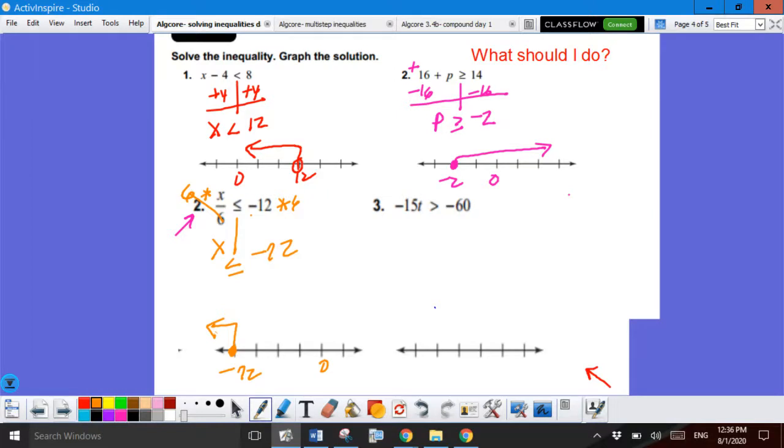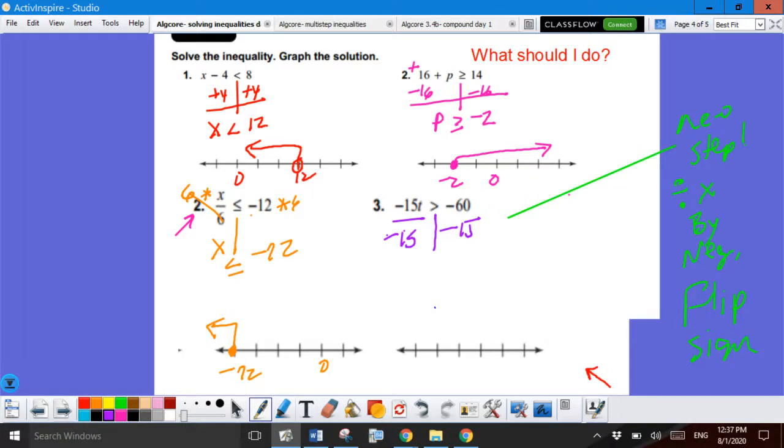Okay, so here's where things change. Notice how when we are multiplying or dividing by a negative, we are going to flip the sign. Okay, we're going to flip the sign. So on this problem, I am dividing by a negative 15.